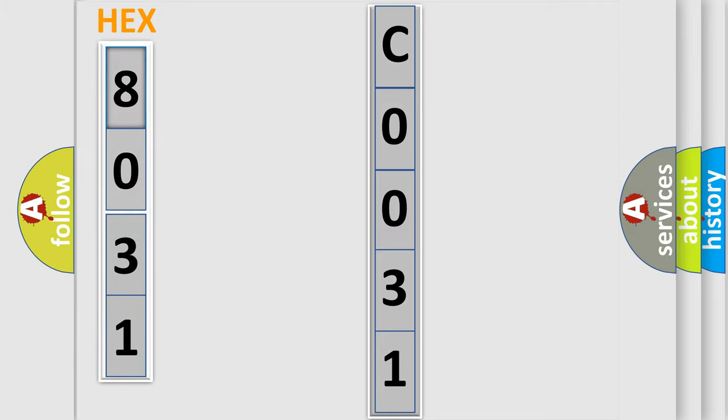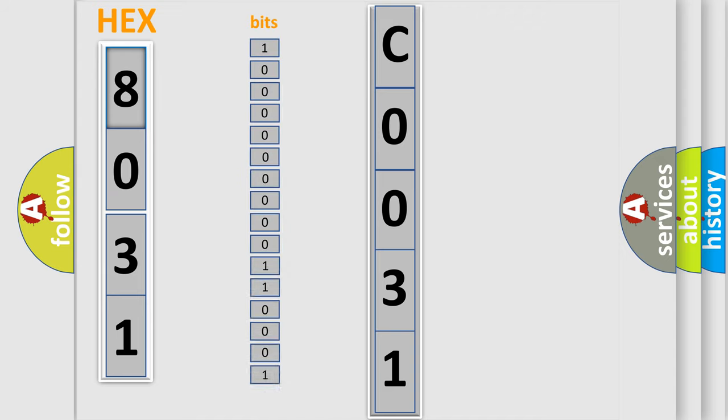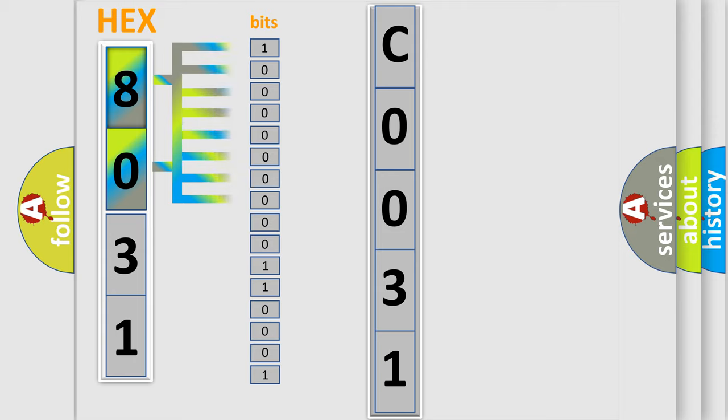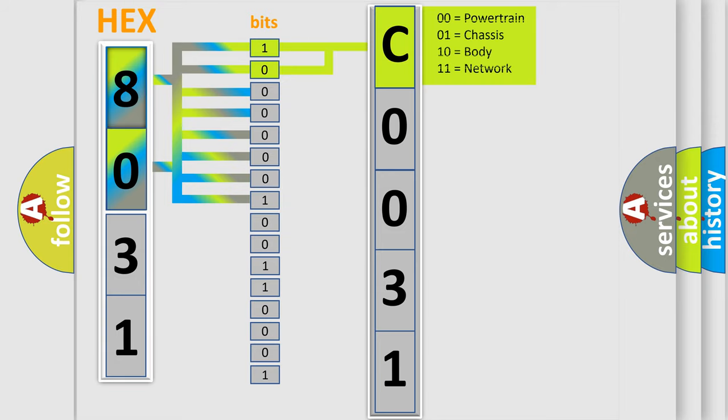You can move the video a bit further. The error code is split into two bytes consisting of 16 bits. One bit is the basic unit that each computer works with. The bit has two logical states: 0, low level, and 1, high level. By combining the first two bits, the basic character of the error code is expressed.